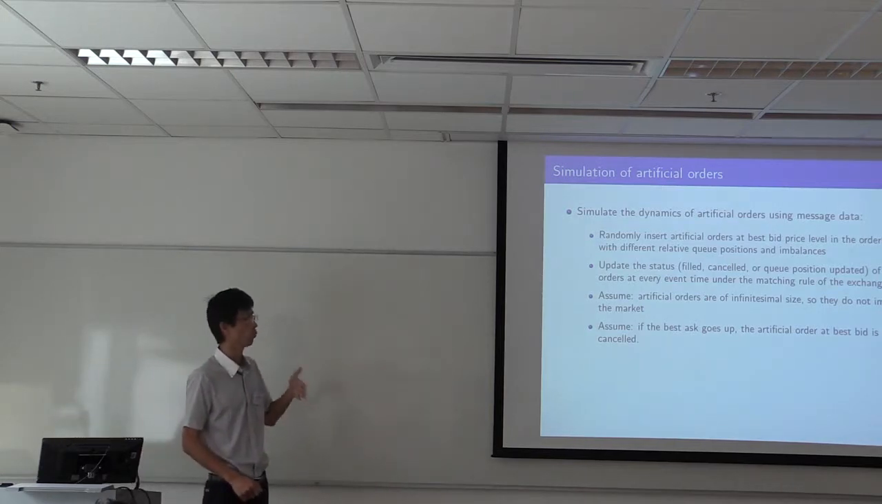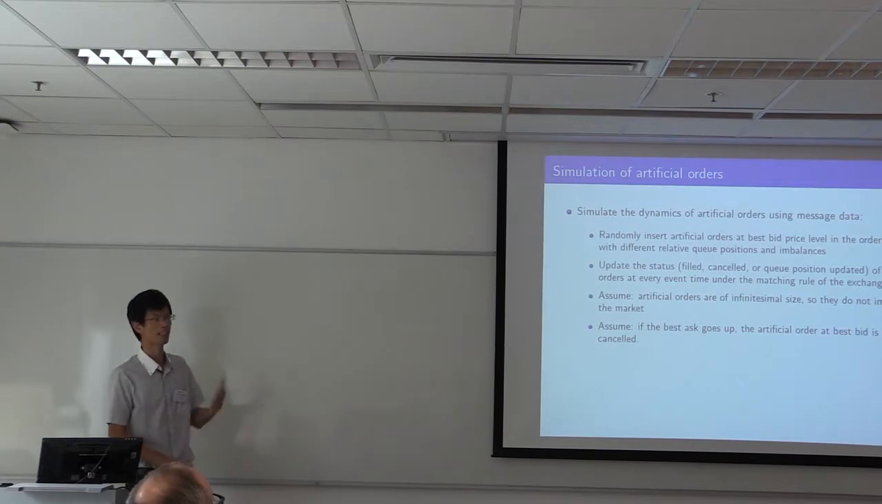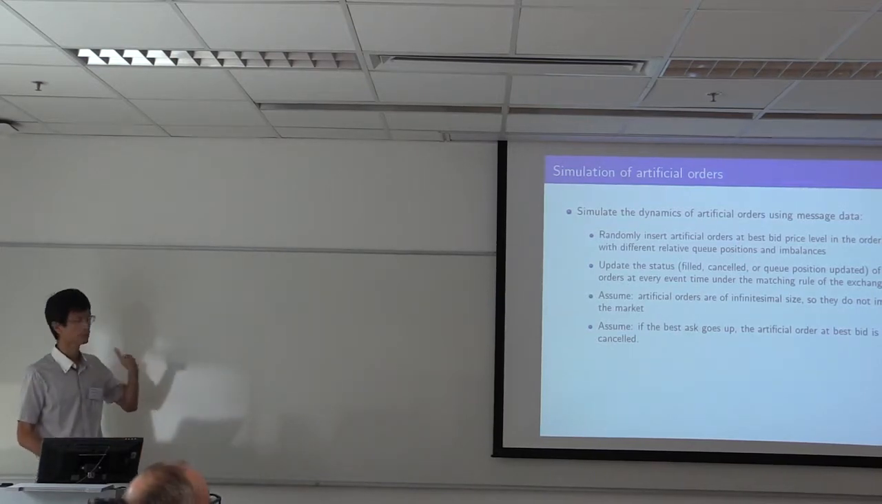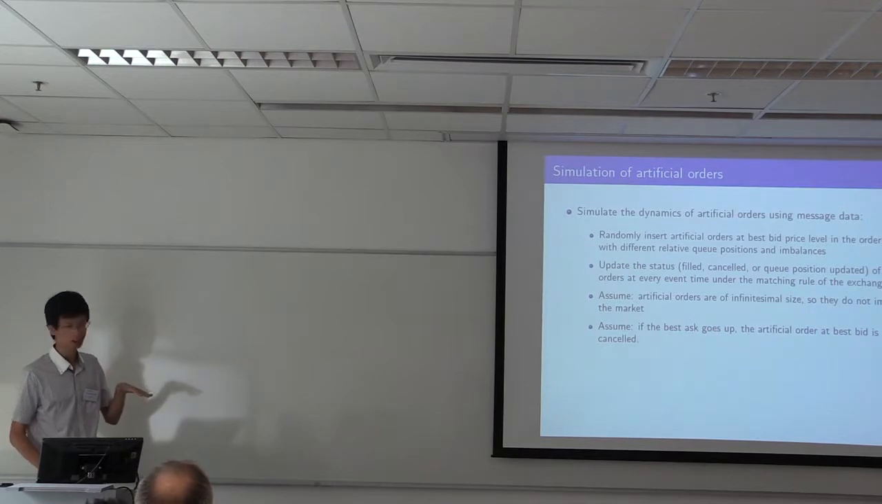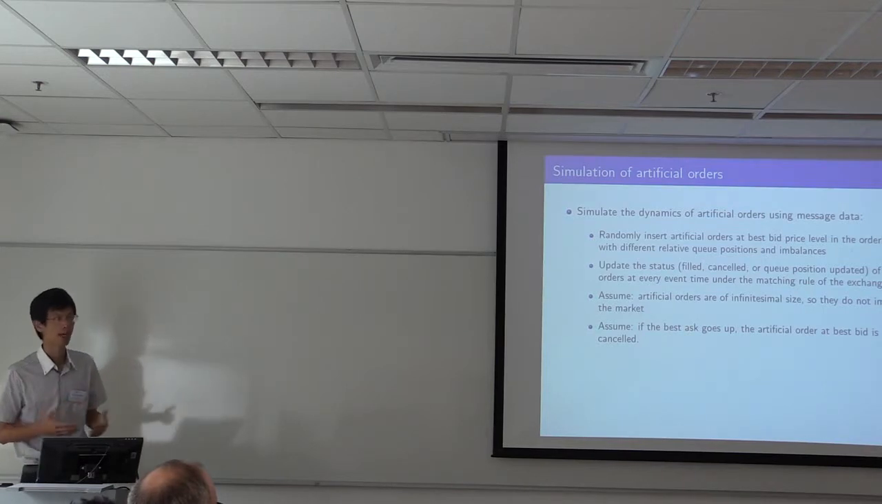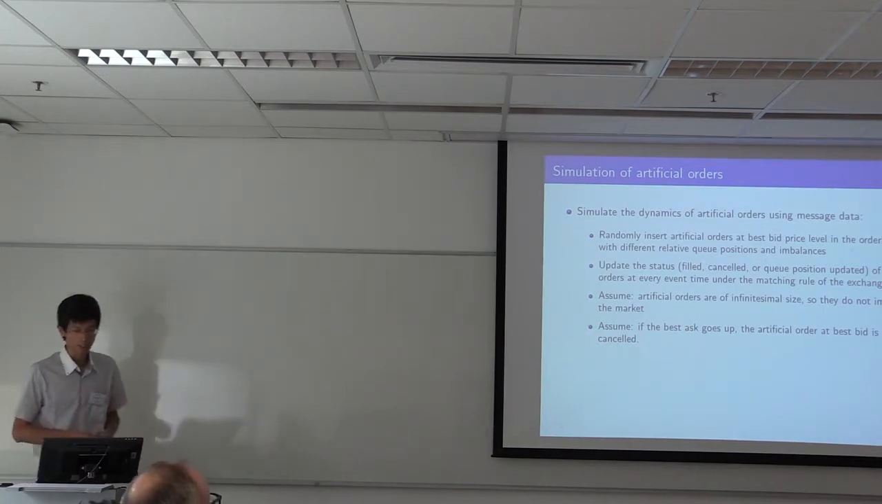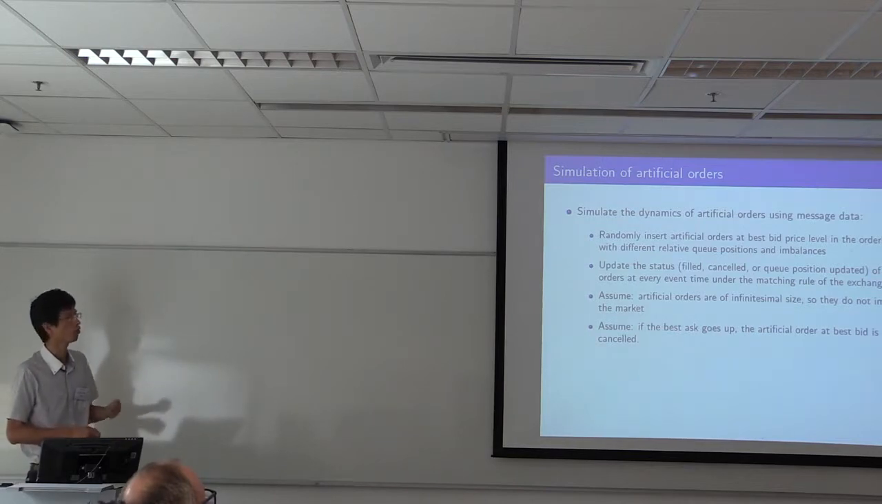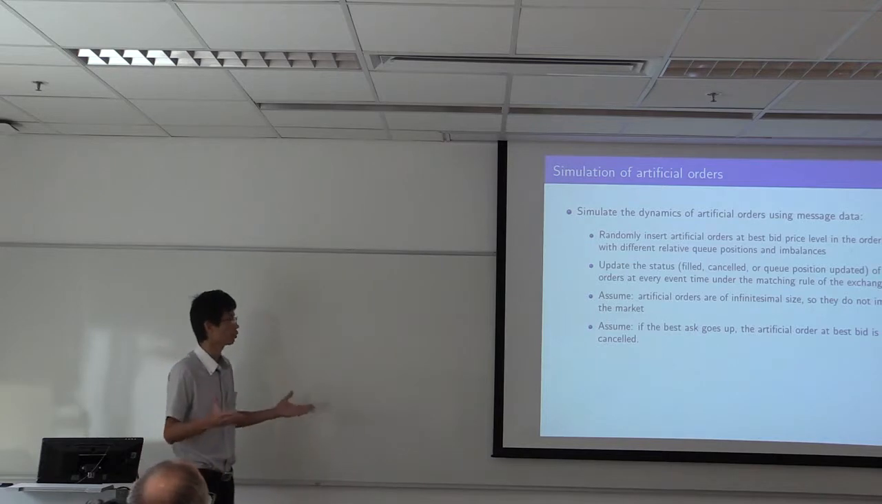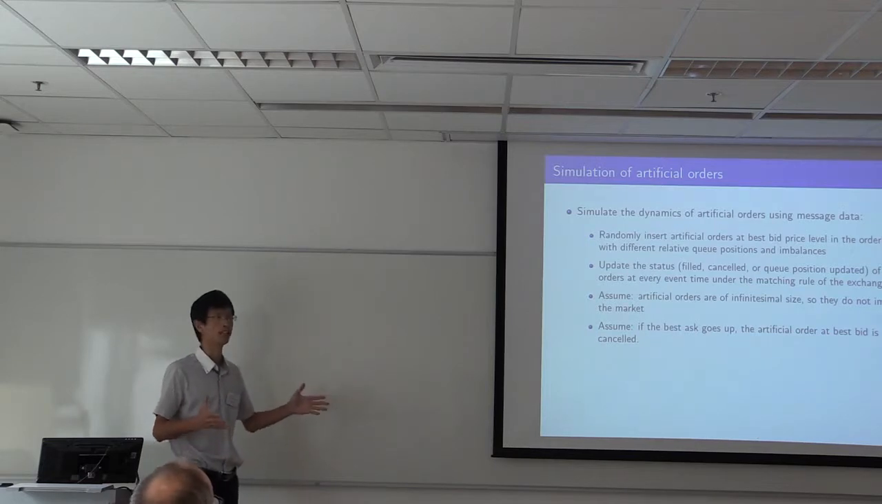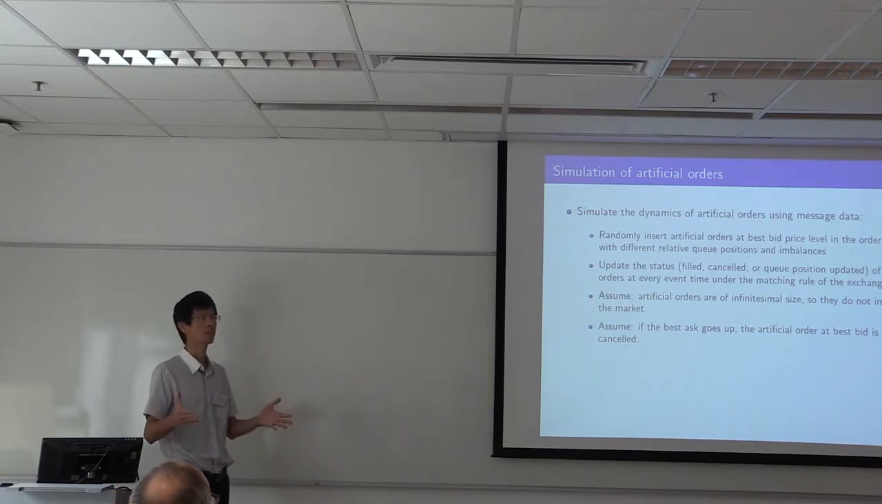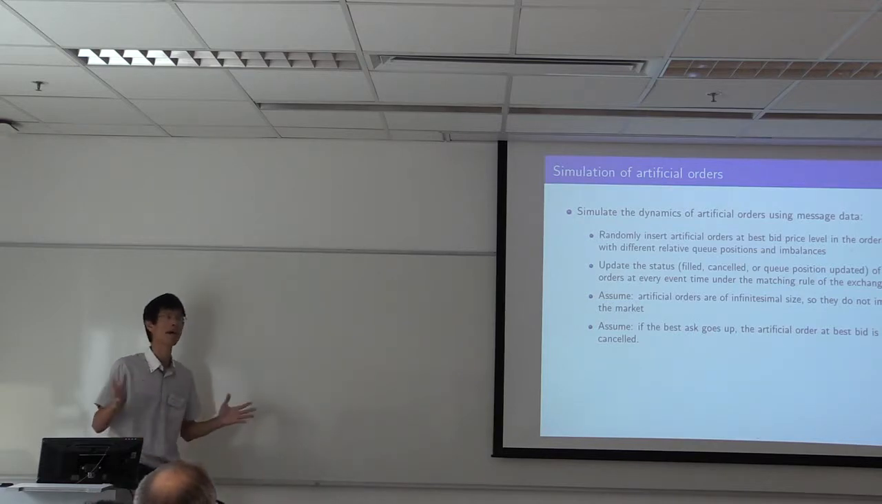What that means is that we can simulate the dynamics of artificial orders. We can randomly insert artificial orders at the best bid price level in the order book with different relative queue positions and imbalances. Then you just follow the matching rule of the exchange and update the status of your order at every event time. Of course, in constructing such market simulators, we need some assumptions. First of all, we need to assume that those artificial orders are of infinitesimal or very small size so that they won't impact the market.